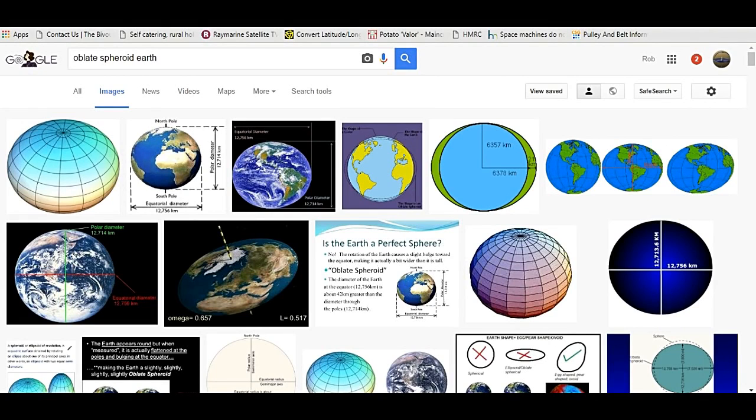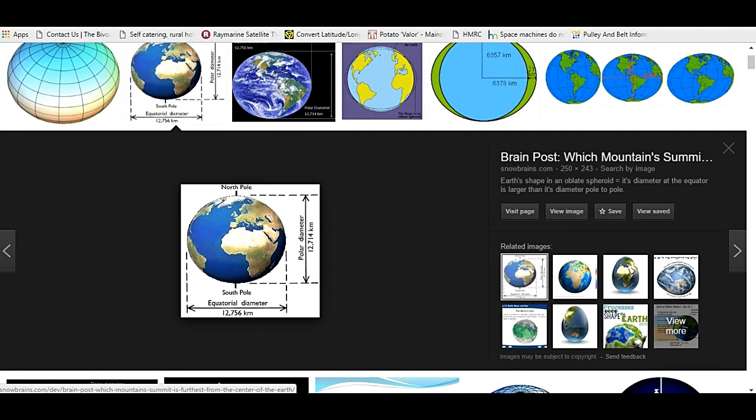It would be a sphere, although not a perfect sphere. It is proposed that it is actually an oblate spheroid. And if you go to Google Images and type in oblate spheroid Earth, on the very first page you'll come up with 4 diagrams or 4 pictures that all give the same value for the oblateness of the Earth, and that is that the equatorial diameter is 12,756 kilometers and the polar diameter is 12,714 kilometers.